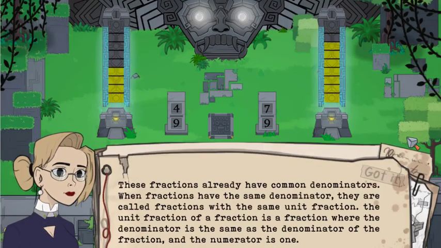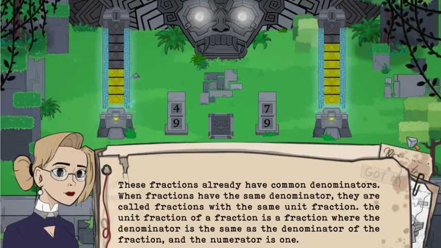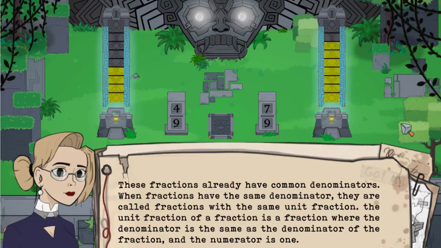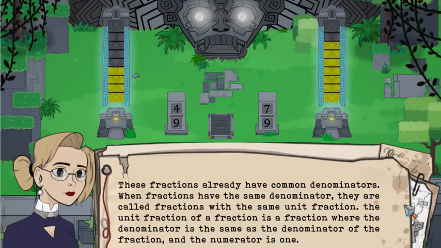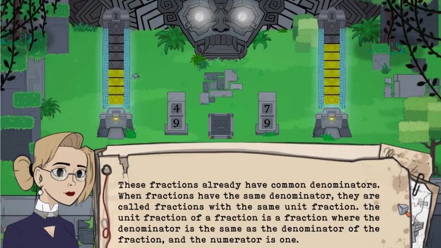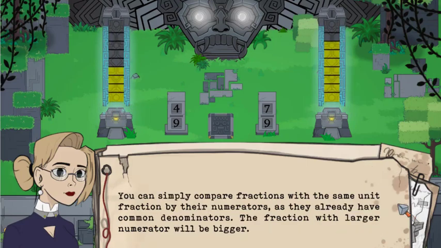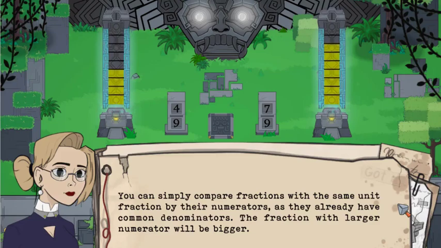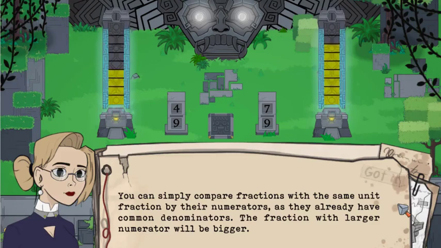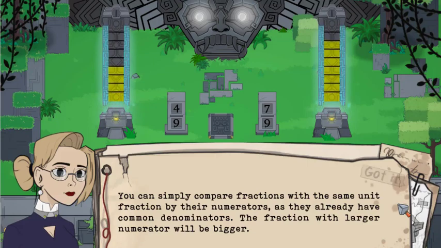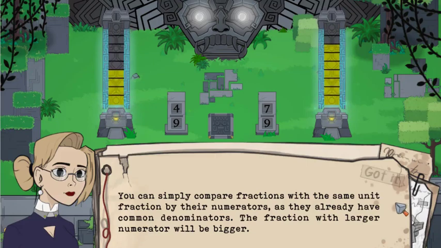These fractions already have common denominators. When fractions have the same denominator, they are called fractions with the same unit fraction. The unit fraction of a fraction is a fraction where the denominator is the same as the denominator of the fraction, and the numerator is 1. You can simply compare fractions with the same unit fraction by their numerators, as they already have common denominators. The fraction with the larger numerator will be bigger.